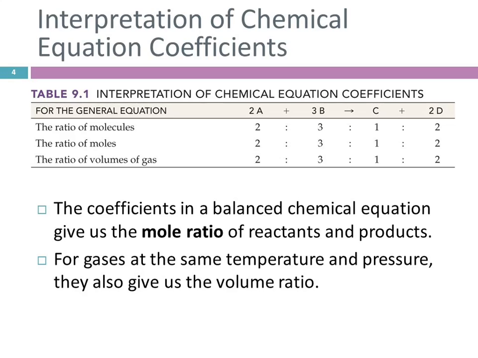So this is an example. Here's a generic equation: 2A plus 3B forms C plus 2D. We can interpret this in terms of molecules: 2 molecules to 3 molecules to 1 molecule to 2 molecules. We can interpret it in terms of moles: 2 moles to 3 moles to 1 mole to 2 moles. Or as a ratio of volumes of gas: 2 to 3 to 1 to 2.